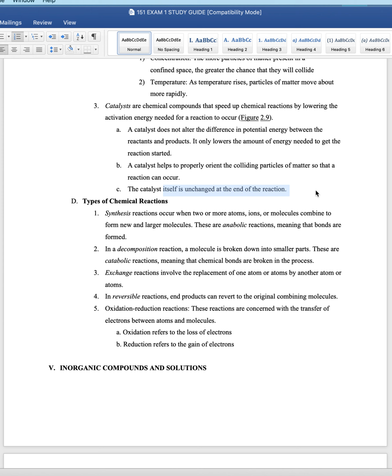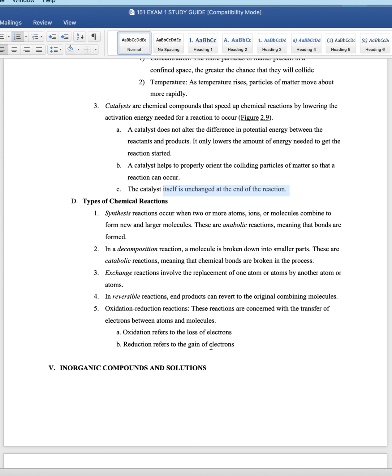Redox reactions or oxidation reduction reactions are going to happen anytime electrons are transferred between atoms and molecules. So remember that LEO goes GER. So loss of electrons is oxidation. Loss of electrons, oxidation. Gain of electrons, reduction. So LEO the lion goes GER.